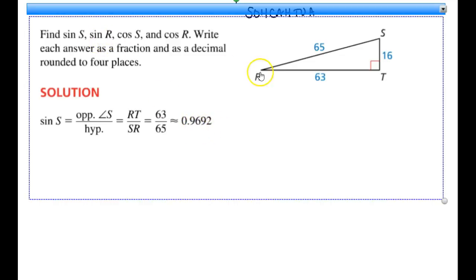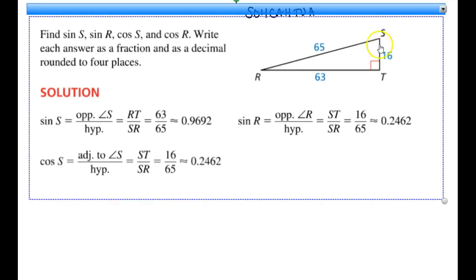So now I'm looking at the sine of angle R. So here is angle R, and I'm looking for my opposite over hypotenuse, and I can find that there. So now let's look at cosine. So cosine I know of S, CAH, the adjacent side over the hypotenuse. So here's my fraction there. And then the cosine of my angle R is here, 63 over 65.